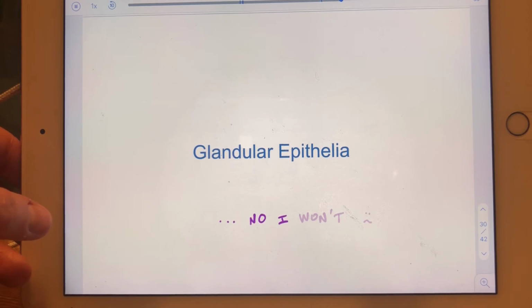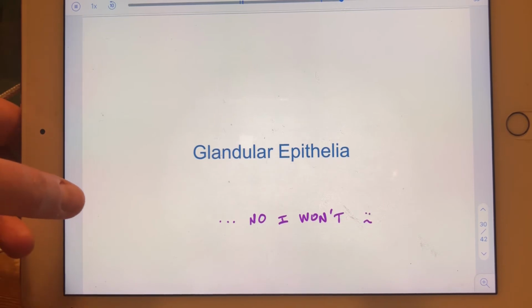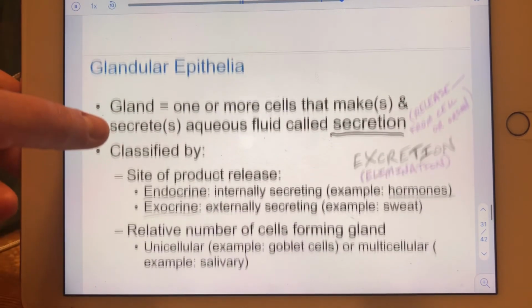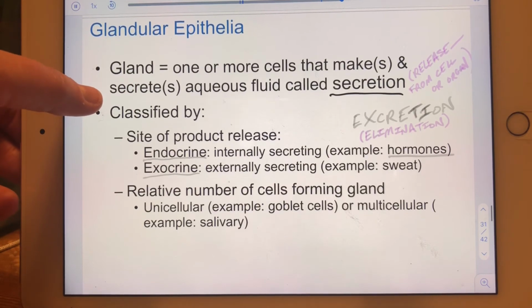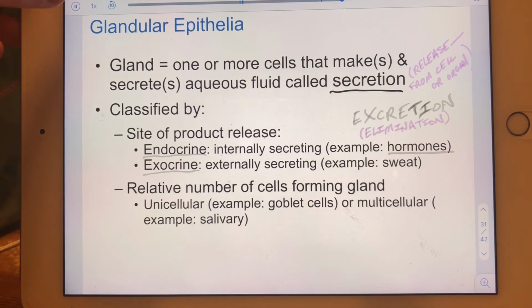Okay. So technically a gland is anything that makes up a secretion, okay? Now be careful with the terms secretion and excretion. Excretion means get it out. To excrete means to get out, okay? And certainly we can secrete to get out, but we're not strictly using secretion to get rid of things.